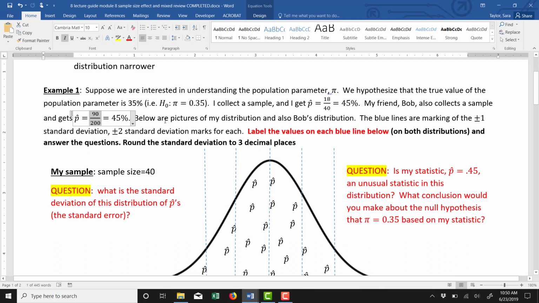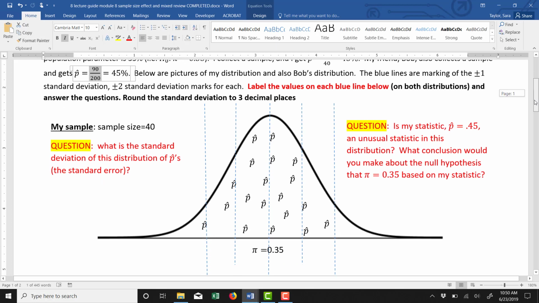I want to look at the actual distribution of sample statistics, the null distribution, and see the difference between Bob's null distribution and my null distribution, and really try to get an understanding of the effect that sample size has on the null distribution, and ultimately the effect it will have on our conclusion about the null hypothesis. So we're going to come down here, label my null distribution and Bob's, and make conclusions for each. Okay, so let's start with mine.